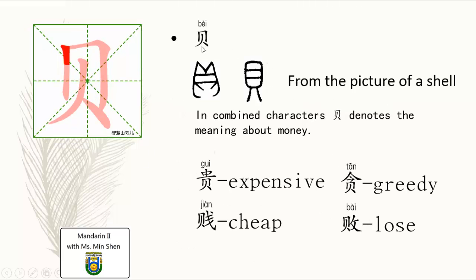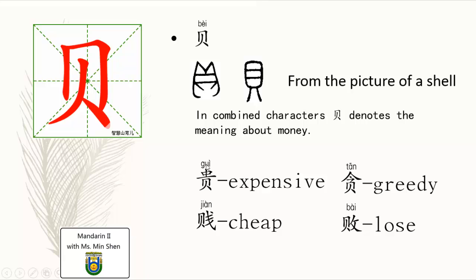贝 today is used in the word 宝贝, right? 宝贝, preciousness or baby. It's from the picture of a shell. We can see this is the shell. And today we keep the form still the shell and something inside the shell, right? And in combined characters, this form, shell, 贝, denotes the meaning about money, because during the ancient time, people used shells as the currency, as the money.